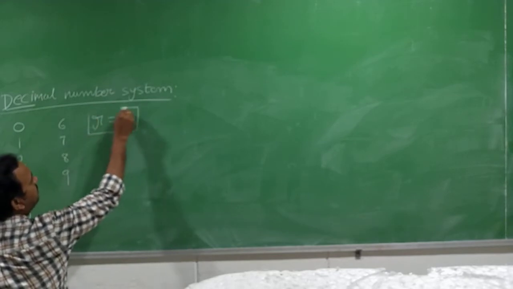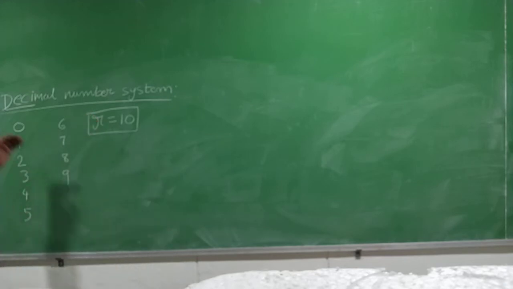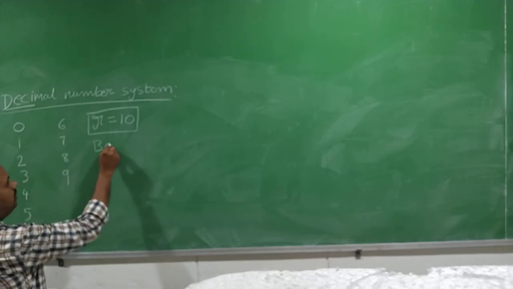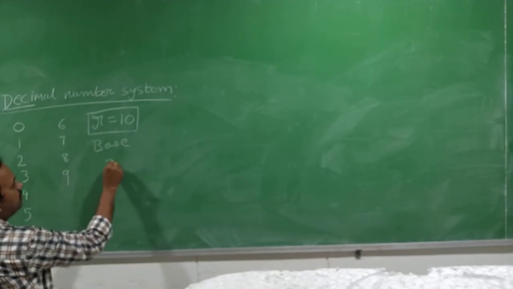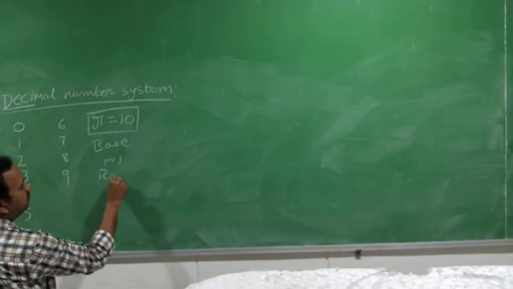What does the radix of a number system mean? The number of unique digits which we are using in that particular number system is called the radix of the number system. So here in the decimal number system we are using 10 different digits. That is why this is called the decimal number system, and the radix of the decimal number system is 10. Another name for it is the base of the number system.